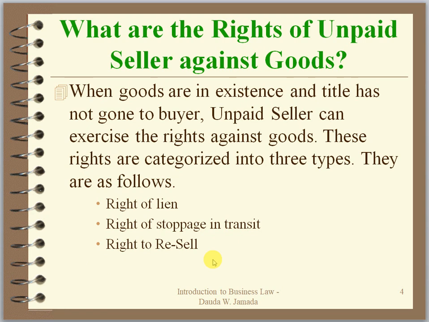and the person has not yet taken those particular goods. However, he has promised that he's coming to take, or he's going to take at some particular moment, and then will make the payment in the future. So at this moment, the seller, an unpaid seller, can exercise some rights against the goods. These rights we have are referred to as right of lien, right of stoppage in transit, and right to resell.